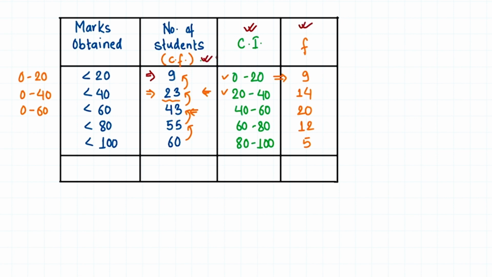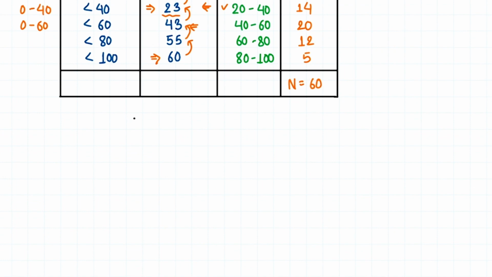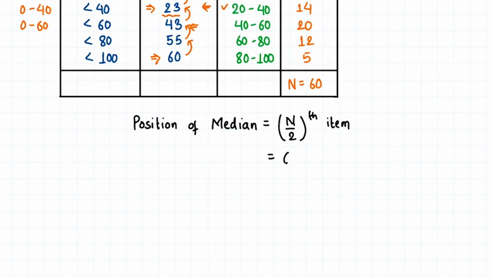Again, we can easily find the median, okay? Now our n is the sum of these frequencies, right? Which is the last one of our cumulative frequency, which is 60. So our n is 60. Now again, our position of median is equal to n divided by 2 th item, which is going to be 60 divided by 2 th item, which is equal to 30th item, right?